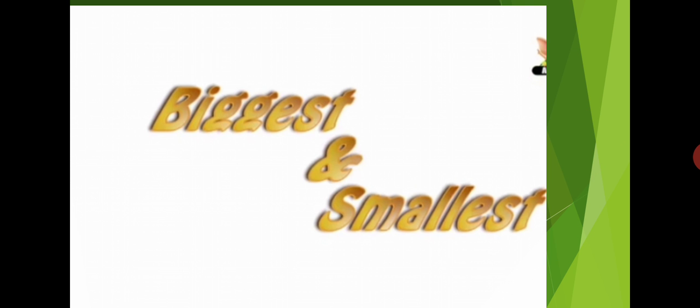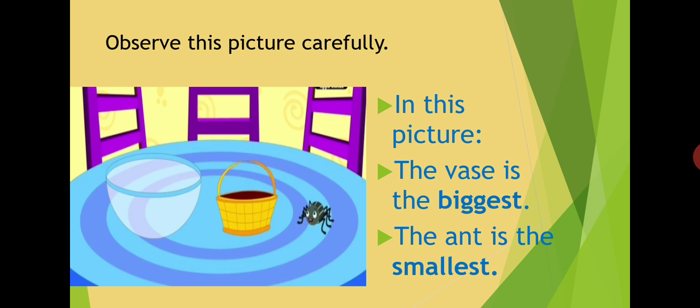Next is biggest and smallest. In this you can learn the size. Sizes of 3 objects are given. One vase is given, one bucket is given and one ant is given there. 3 things are given on the table. Now you can check the size. Which is the biggest? Vase. Vase is the biggest. And which is the smallest? Ant is the smallest. Basket is bigger than ant. Ant is smaller than basket.